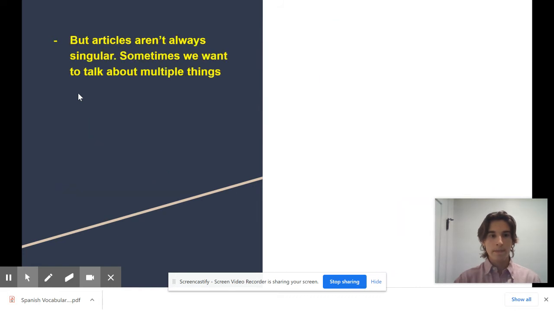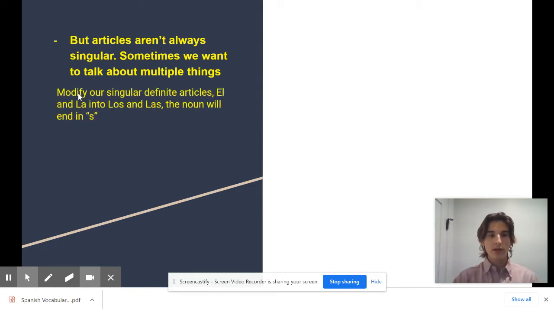You have to make sure you're using the correct definite article and indefinite article for your noun. But sometimes we don't want to refer to just one noun. What if we want to talk about multiple objects, multiple nouns? In English, this is really easy again because we just use the same definite article, "the". But in Spanish, we have to change el and la into los and las. We know the noun will be plural because it'll end in an s.